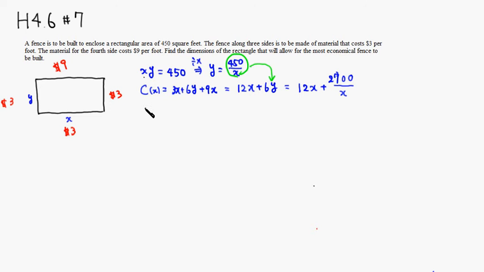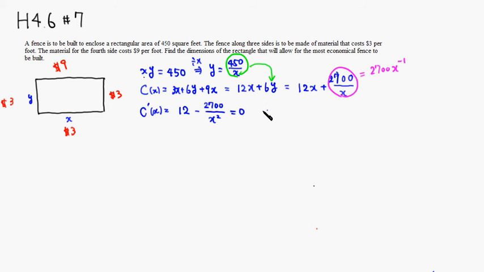So take the derivative: C prime of x is equal to the derivative of 12x, which is just 12, and the derivative of 2700 over x is negative 2700 over x squared. Remember that this can be rewritten as 2700 x to the negative 1, then just use the power rule. Set that equal to 0.